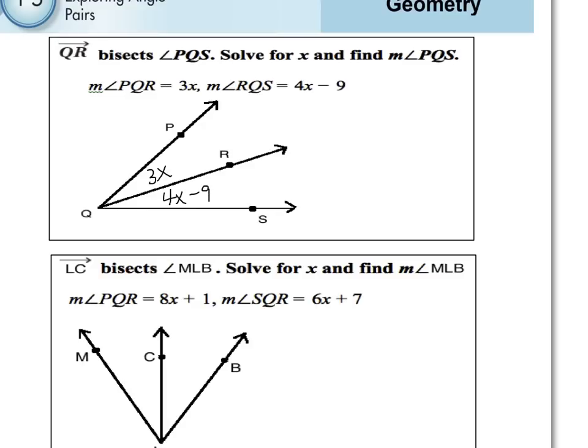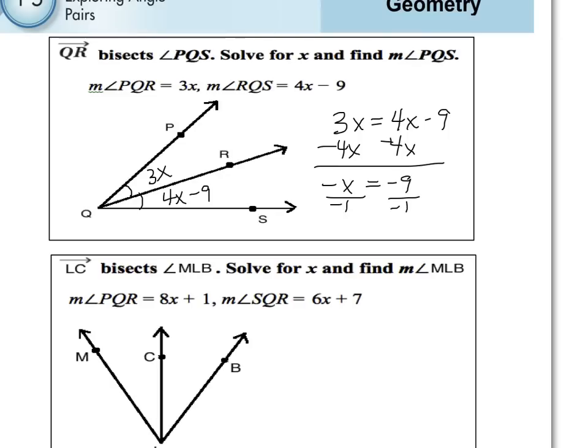And it says that ray QR bisects it. So we know that these two angles are the same. So when I set this up, this should be fairly simple. 3x equals 4x minus 9. Now I need to solve for x, so I'm going to go ahead and subtract 4x, and make this negative x equals negative 9. Divide each side by negative 1, and x is going to equal positive 9.